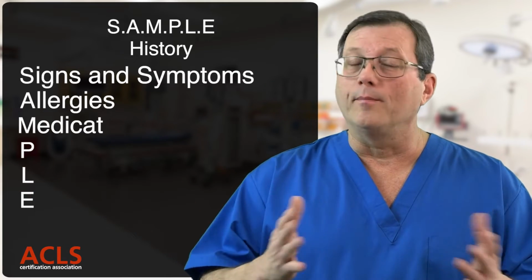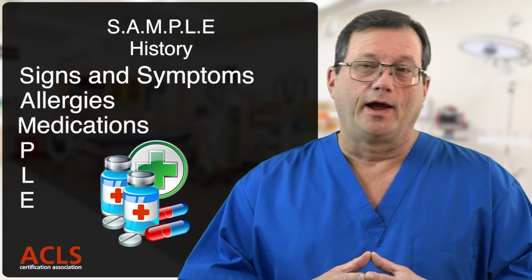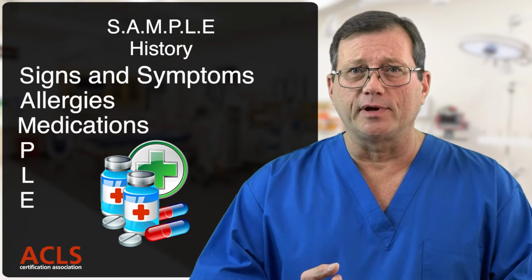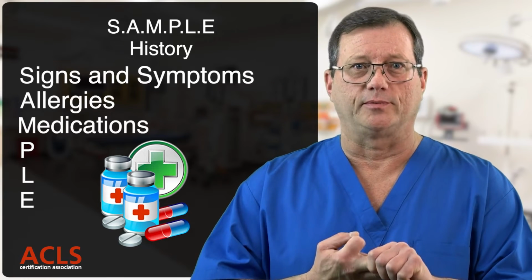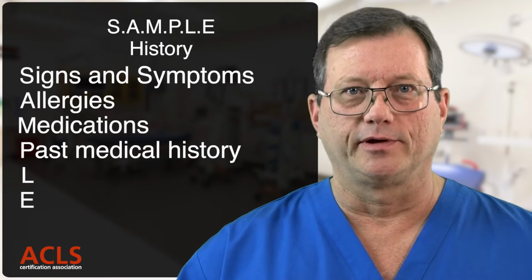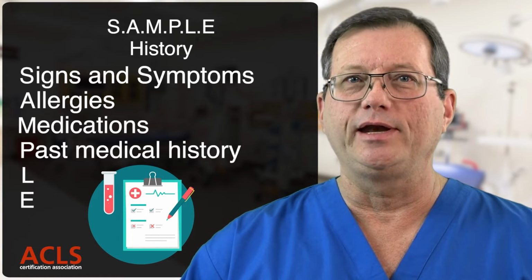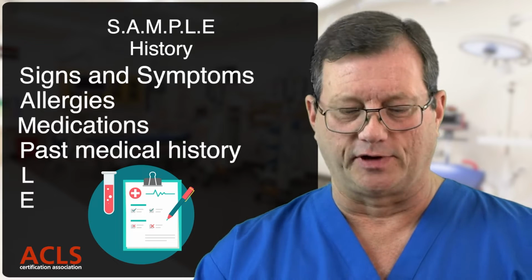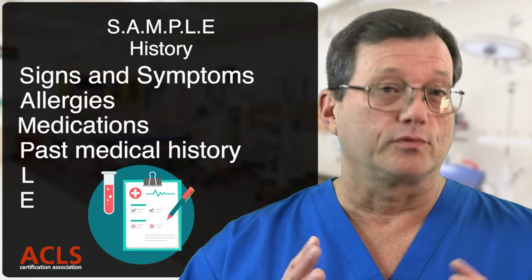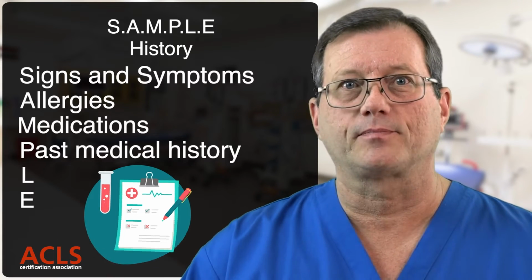M, what medications is the patient taking? And this should include, again, not only prescribed medications, but over-the-counter and herbal supplements should be included there too. P, their past medical history. This is huge. We need to know any contributing factors. Does the patient have a history of heart disease, asthma, diabetes? Review their past medical history.